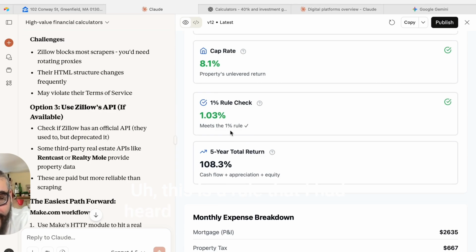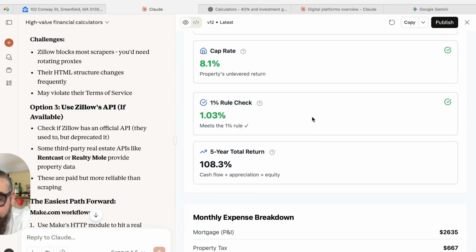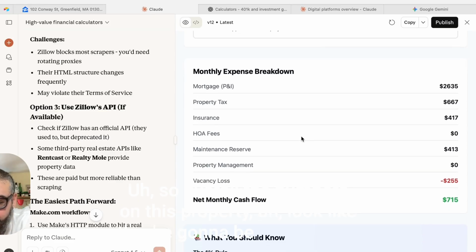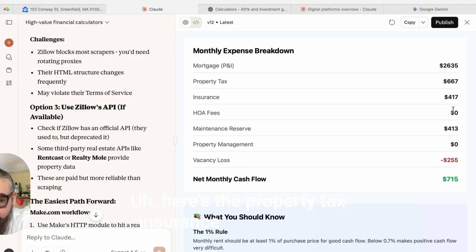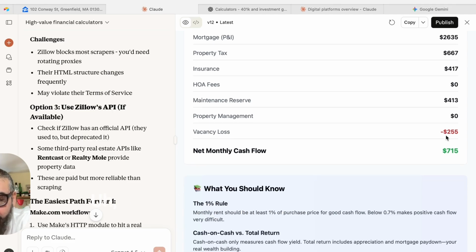This is a rule that I had heard of, basically that your rents should be at least 1% of the cost of the house that you're buying. So we're right there. We're actually above that 1%, which is good. So overall, the numbers on this property look like they're going to be pretty good. And just to see what it pulled down, here's the mortgage payment. Here's the property tax, homeowners insurance. This is that maintenance reserve, that 1%. If I bump that up a little bit, then that'll bring this down a little bit.